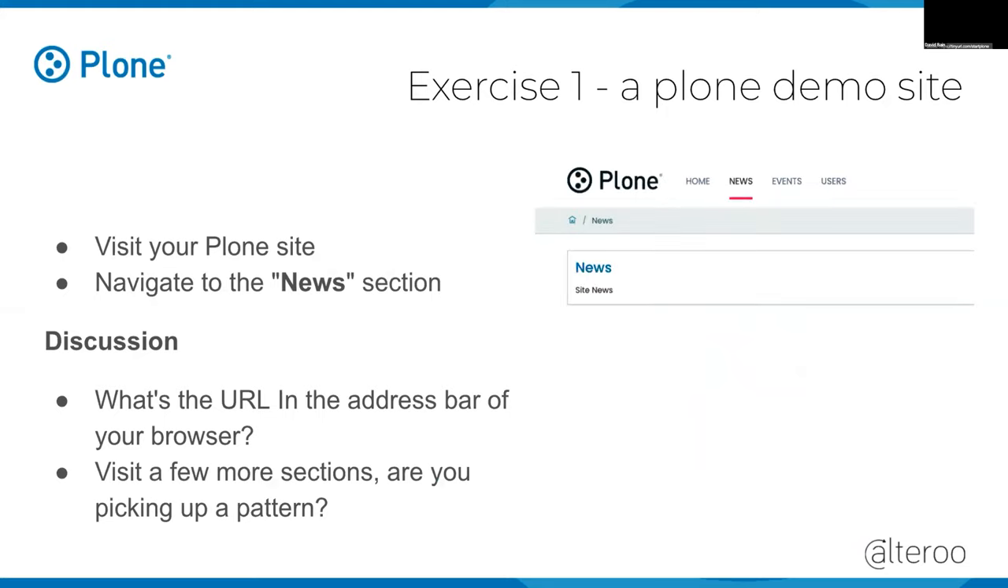So let's go to a Plone 6 site and let's look at the new section. And this is a default Plone 6 site. And we want to ask a few questions. How is the URL organized for Plone 6 sites? And then we'll visit a few more sections and see if we can pick up a pattern. Okay. So I do have a few Plone sites up and running. Let's see if we can spin up another one.